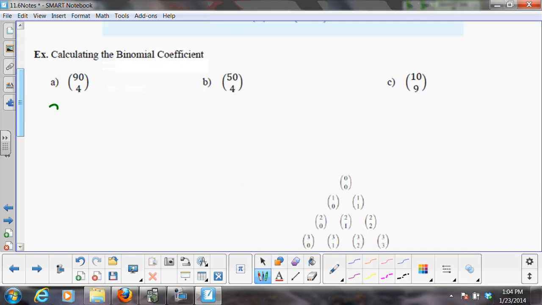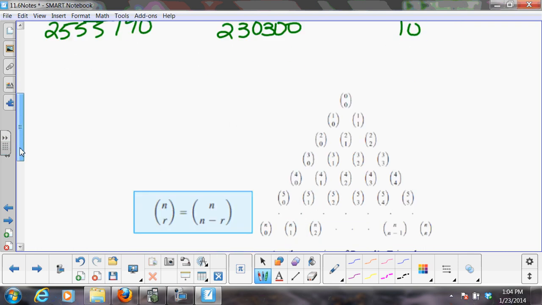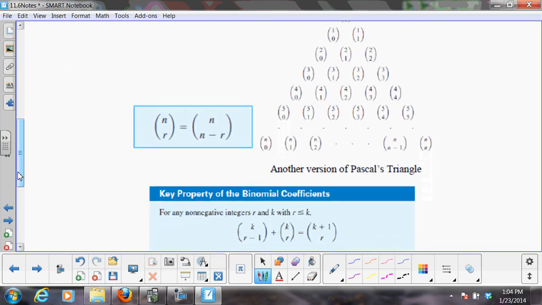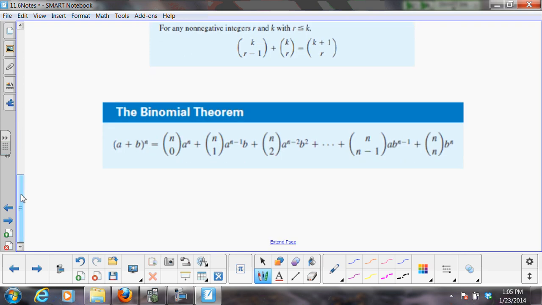So these values are 2,555,190. This is 230,300, and that's 10. Here's Pascal's triangle right now as combinations. It's another version of Pascal's triangle, with properties, and how it is written. It's probably easiest to just use Pascal's triangle.